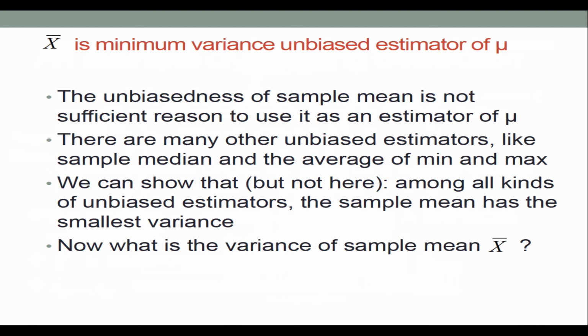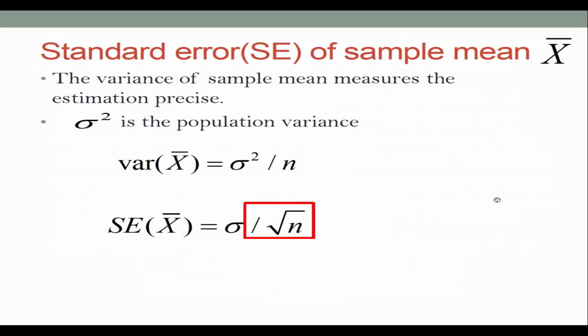Then what's the variance of the sample mean X bar? Suppose sigma squared is the population variance; the variance of the sample mean is sigma squared over n. And I can show you how to prove it. Each of x1 up to xn is from the population, so it has expectation equal to mu, and the variance of x1 is sigma squared.